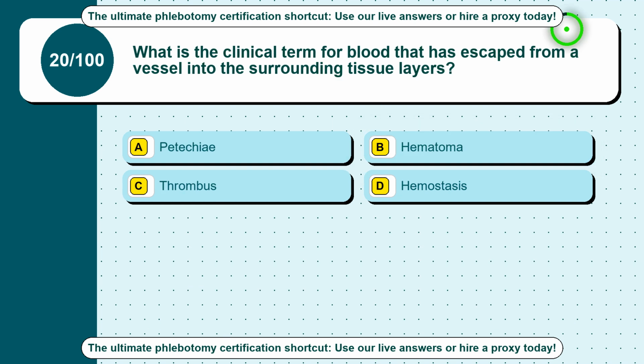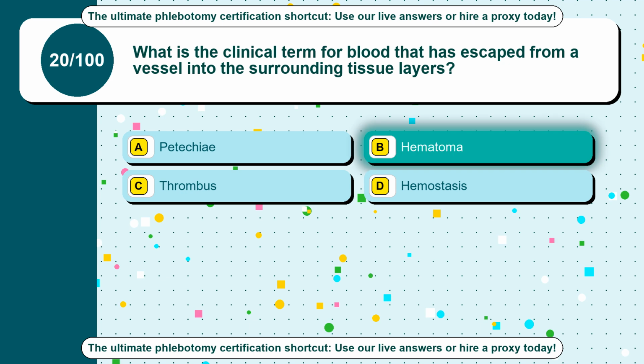Question 20. What is the clinical term for blood that has escaped from a vessel into the surrounding tissue layers? Option A, petechiae. Option B, hematoma. Option C, thrombus. Option D, hemostasis. The correct answer is option B, hematoma.